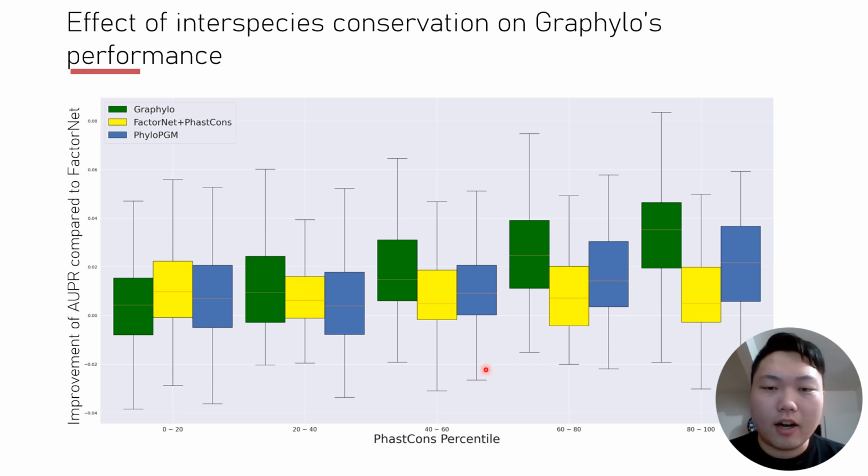However, when these conservation scores get larger, which means the example is more conserved among different species, we can see that the performance gain Graphylo has is significantly larger than the performance gain the other models like PhyloPGM or FactorNet plus FastCons have. So we can conclude that Graphylo successfully incorporates the phylogenetic evolutionary information better than the other models to make better predictions on the transcription factor binding sites.